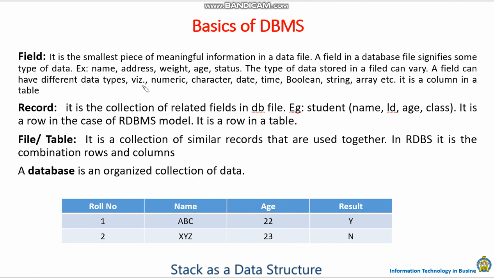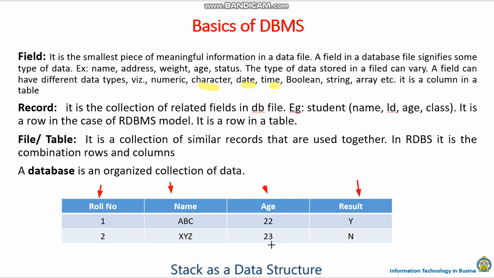Now it can have different data types. You may have some numeric, for example here, age is numeric, name could be character, date of birth could be in a date format, sometimes time. Boolean is where results are true or false, for example, result, yes or no. A string, a group of characters, an array, a series of numbers. If you look at what is called a relational database, in a table format, it is equal to RDBMS in format. It is a relational database. A field is nothing but a column. So these are all fields.